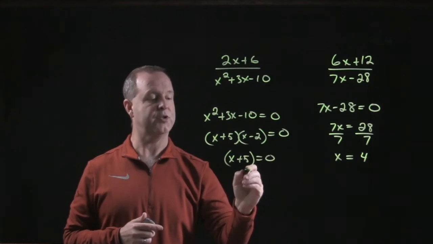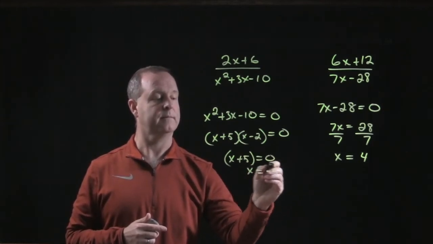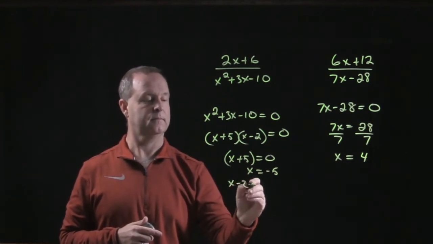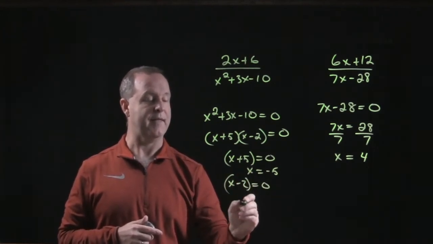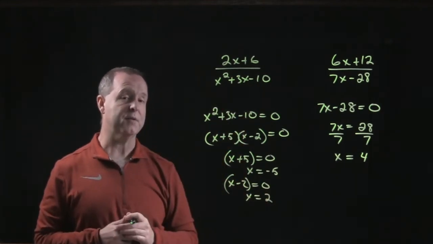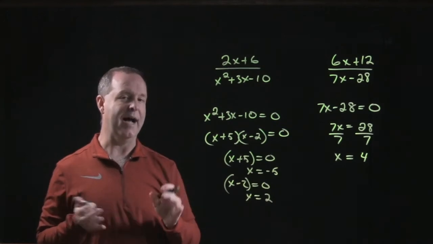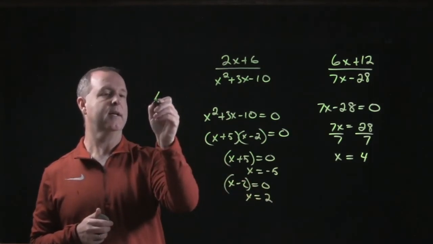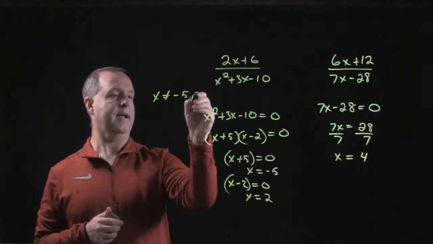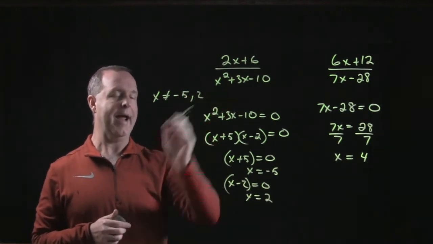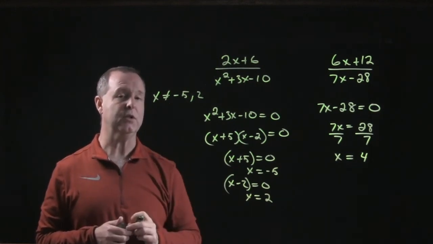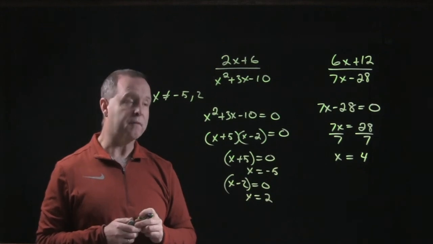So if x plus 5 equals 0, that's true at x equals negative 5. And if x minus 2 equals 0, that's true at x equals 2. So for this particular rational expression, we say it's not defined at values x equals negative 5 and 2. So I can find a solution, but I have to make sure that I exclude negative 5 and 2 from that solution.